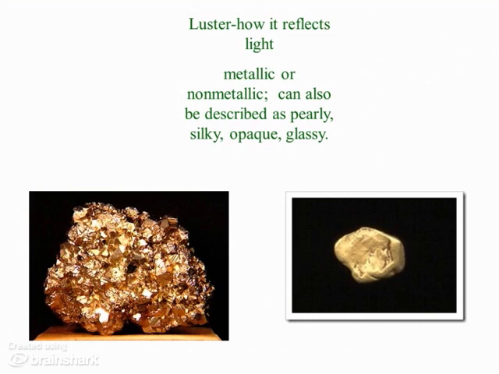Think about luster in like a piece of aluminum foil. That would probably be a metallic luster, and it would have lots of shine to it and reflect light, while a piece of talc, which is basically what baby powder is made out of, wouldn't have such a bright shiny luster. It would be more kind of like a pearly or silky luster.